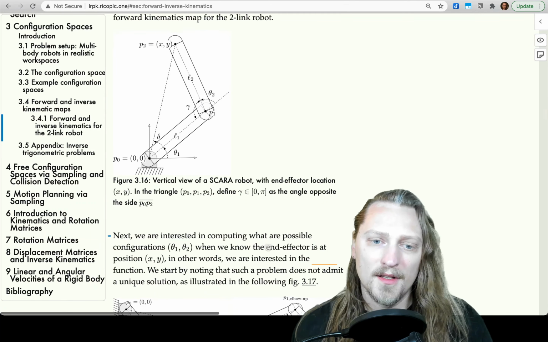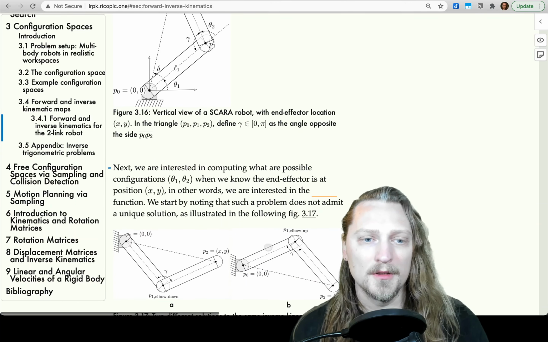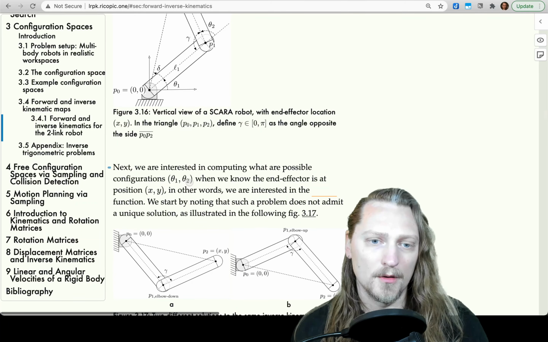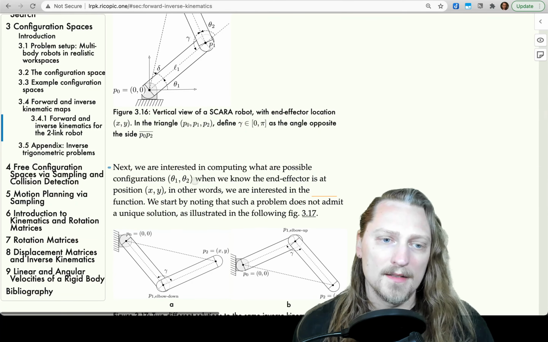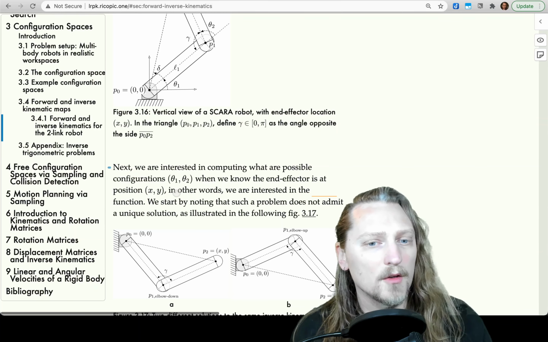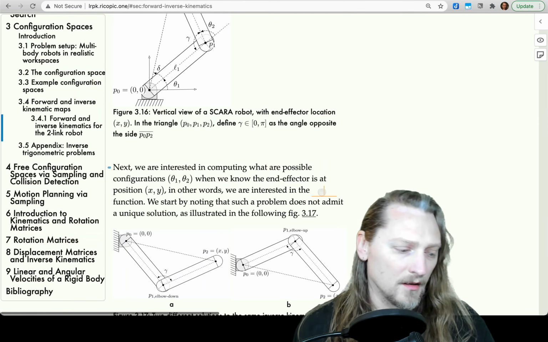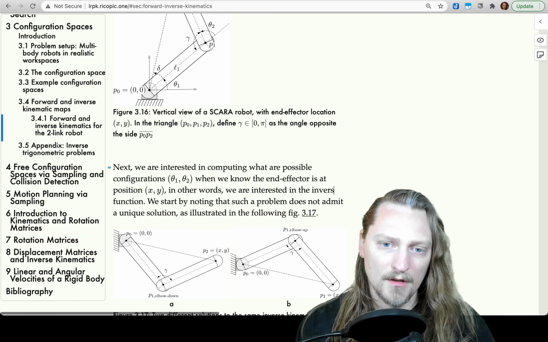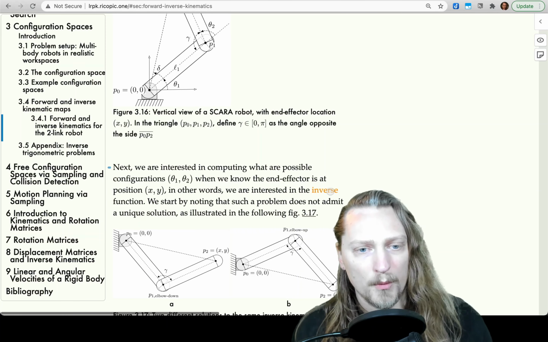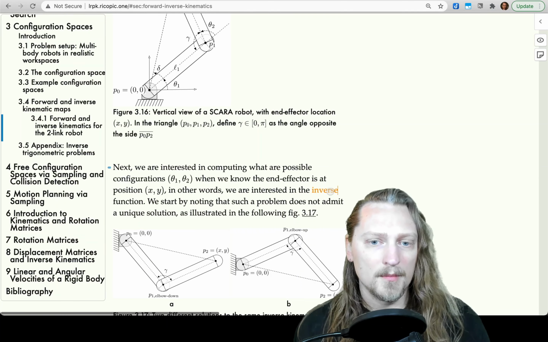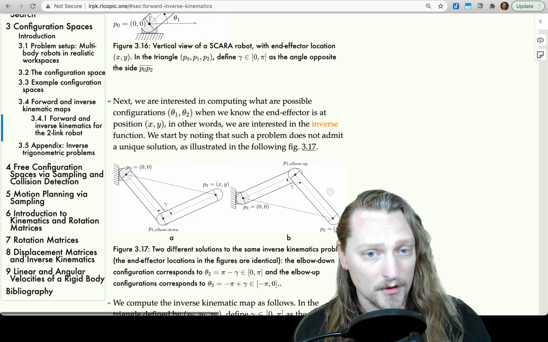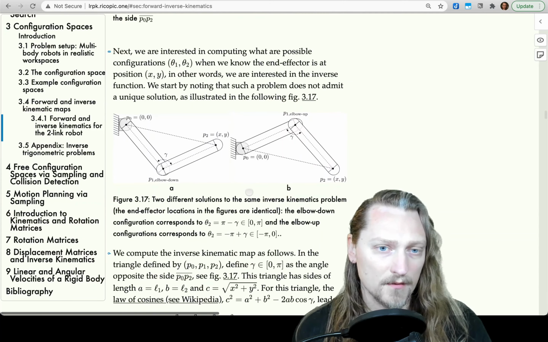Next, we are interested in computing what are possible configurations, theta 1, theta 2, when we know the end effector is at position x, y. In other words, we are interested in the inverse function. We start by noting that such a problem does not admit a unique solution, as illustrated in figure 3.17.